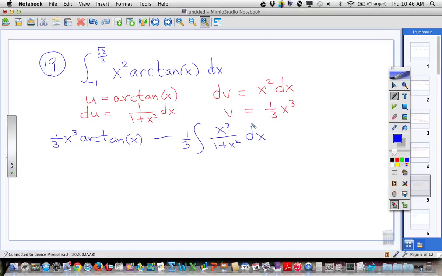Because what's the only other option? Let u be the bottom. Now, if you let u be 1 plus x squared, what's the du? 2x dx. Now, do we have an x dx here? Kind of. That's exactly right. We do have an x dx here, because we can take this x cubed and make it x squared times x. So it's really an x squared times x times dx. So we can peel apart that x dx.